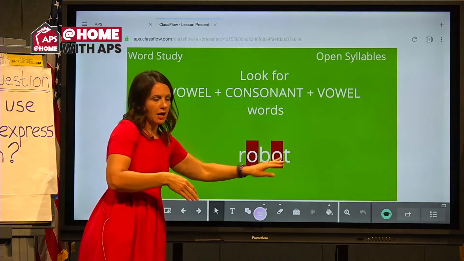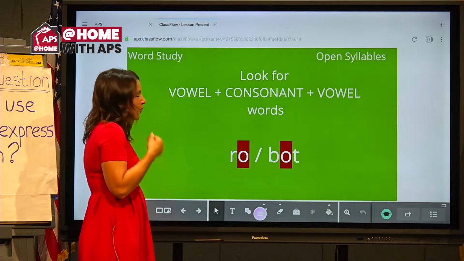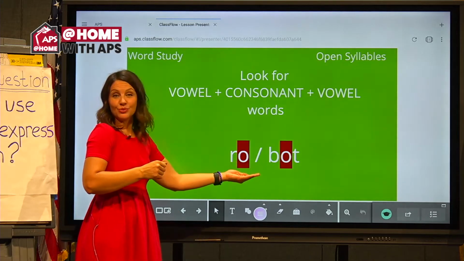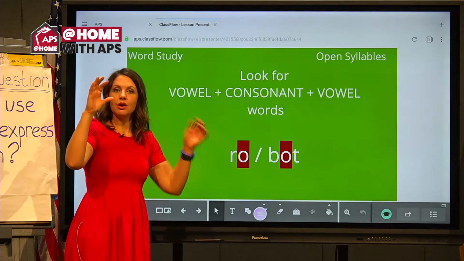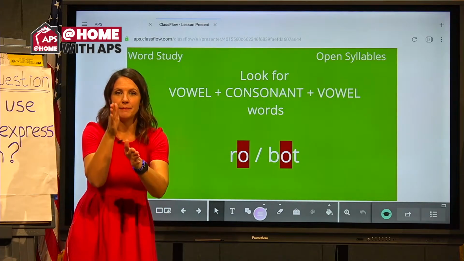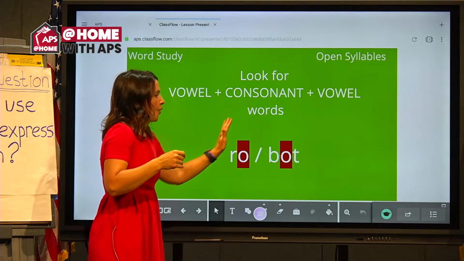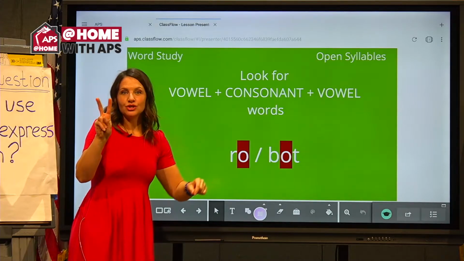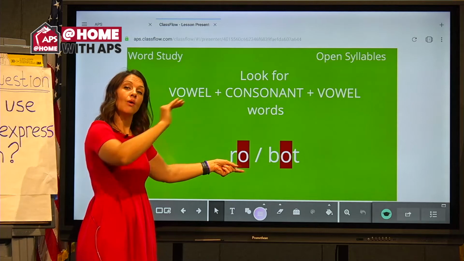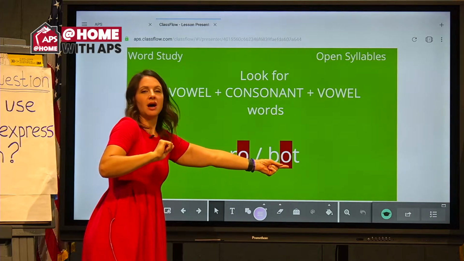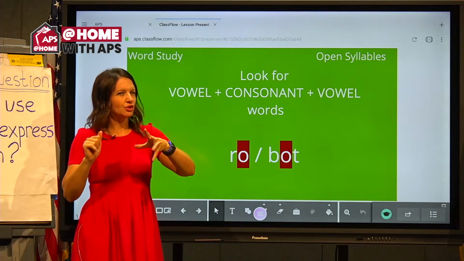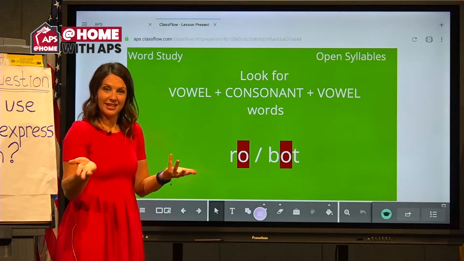Robot. What's interesting about the word robot is it starts with an open syllable, R-O, and it ends with a closed syllable, B-O-T. Robot. There are two O's, but they're making two different O sounds. Ro, bot. Wow. English can be a little tricky. That's why we study it.